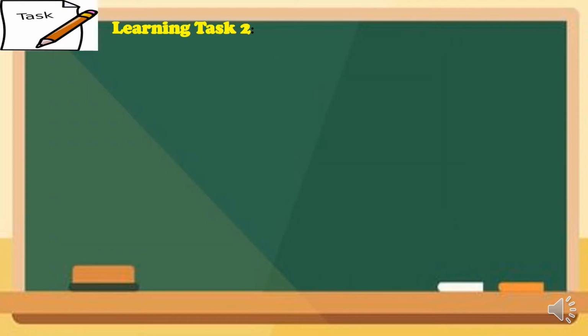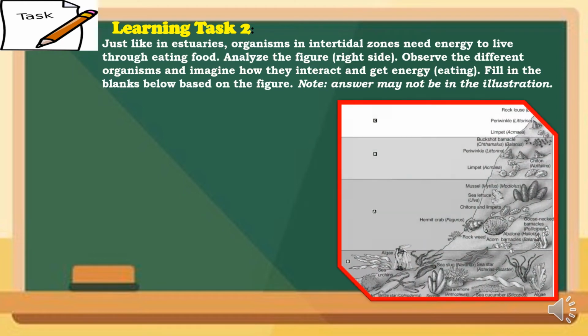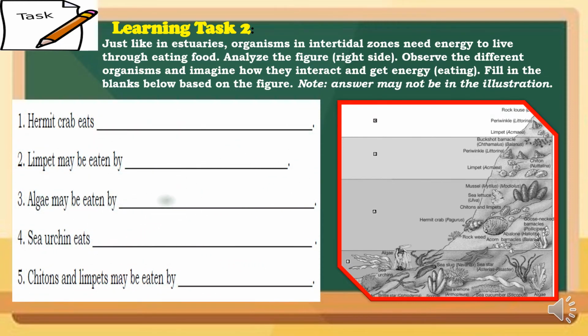For Learning Task 2, just like in estuaries, organisms in intertidal zones need energy to live through eating food. Analyze the figure on the right side and observe the different organisms and imagine how they interact and get energy for eating. Fill in the blanks below based on the figure. Note, the answers may not be in the illustration.